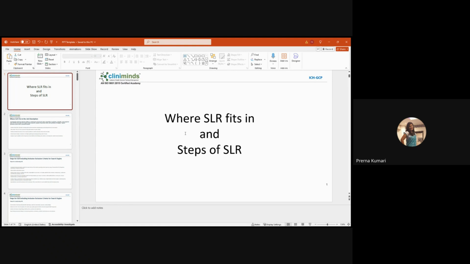What we were planning to do in today's call is discuss where SLR fits in with respect to the jobs that currently exist in the market, and what the steps of SLR are. We will also deep dive into one project which I have done with my team, where I have streamlined the approach. Typically, if it is not a very elaborate one, an SLR project goes minimum 3 to 6 months.